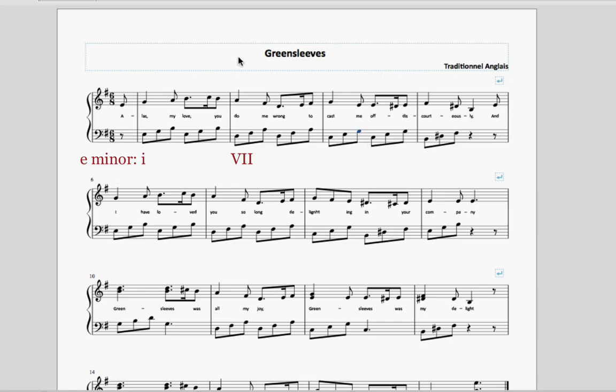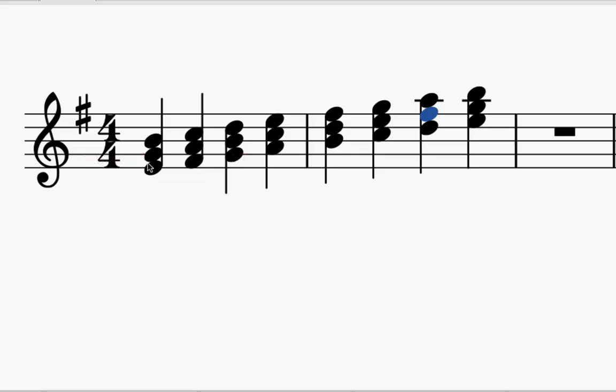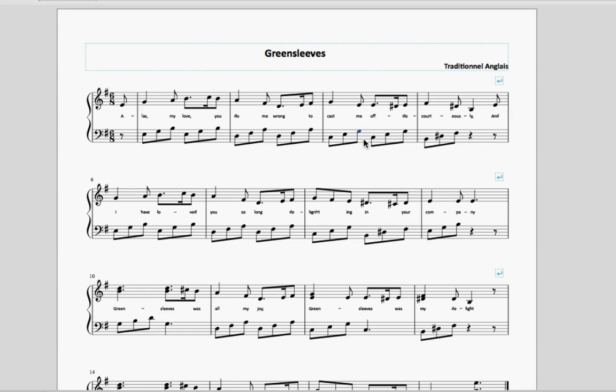Back to here, C, E, G. Let's look at our chart here. Here's a C, E, G. What is that? That is a major six. And that is also totally okay. So we're going to call that a major six.